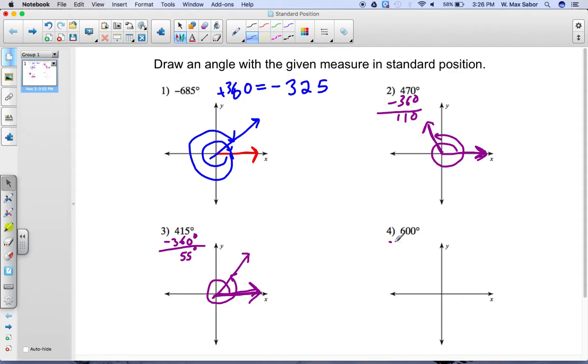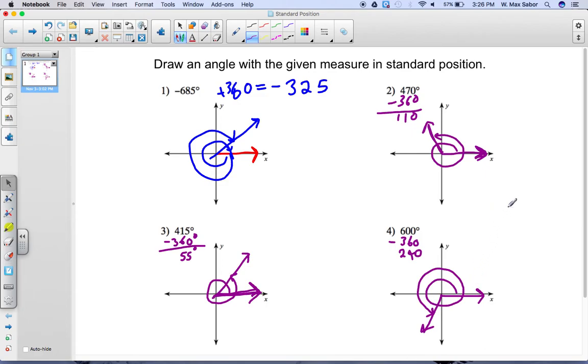600 subtracting 360 gives 240. So that's a whole rotation, and then another 240 degrees, which is more than 180 but less than 270. So there's 180. 270 would be all the way to the negative y-axis. And here is our angle in standard position.